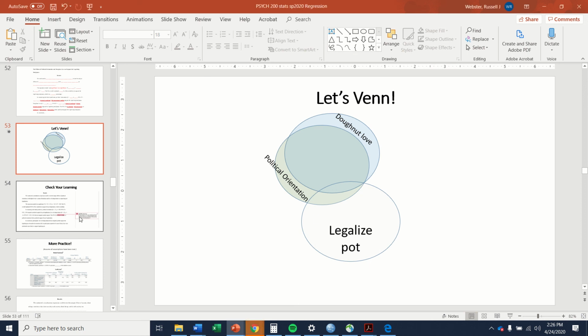Again, if you want more practice, there's the more practice problem here. I encourage you to try it. And then next week, we will talk about the difference between simultaneous and hierarchical multiple regression. So I won't put up the quiz just yet because we have to talk about hierarchical multiple regression before we do the lecture quiz.